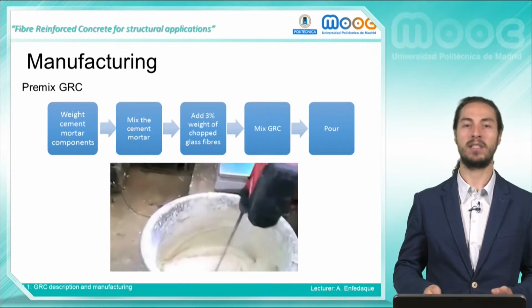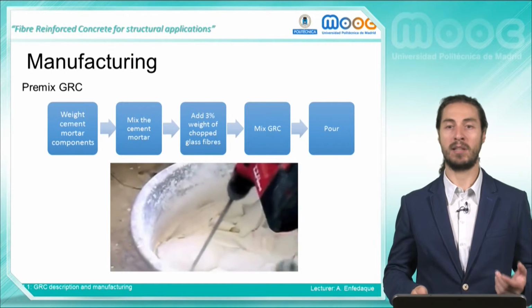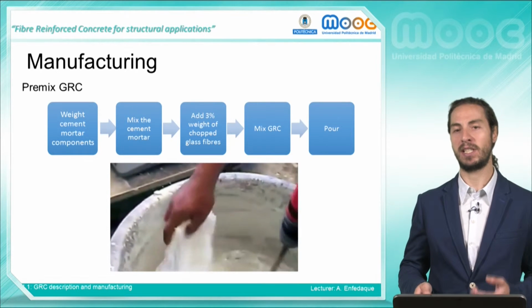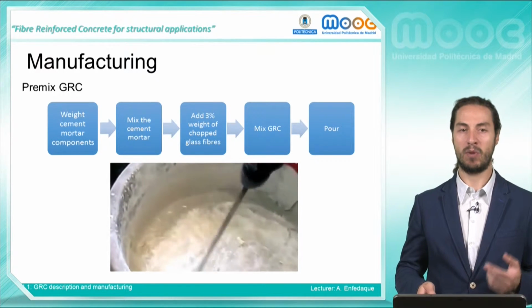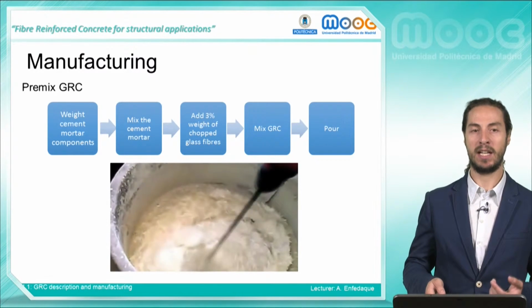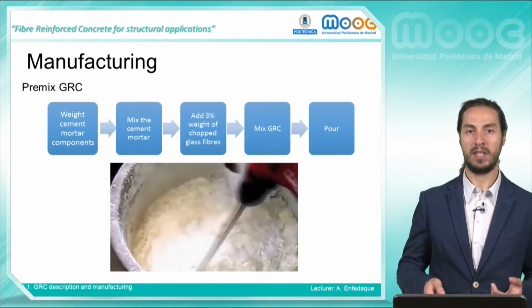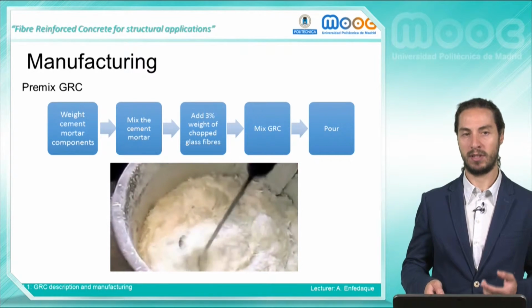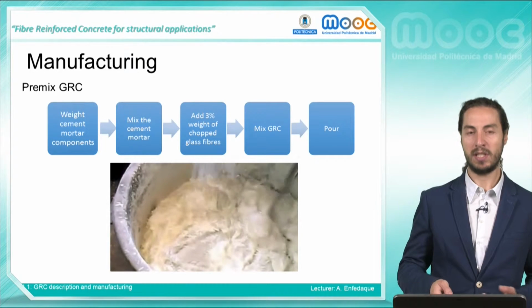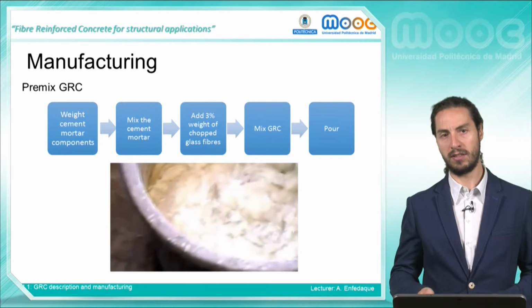The components are mechanically mixed until the desired workability is reached. Once the cement mortar is ready, the glass fibers are gradually added to the mix while the mixing continues. After a certain period of time, a homogeneous distribution of the fibers is obtained, and the GRC is ready to be poured into the mold element. This process can be seen in the video in the next few seconds.